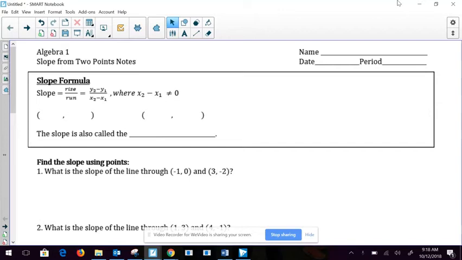Hi everybody, welcome back. Today we're going to be working with more slope. Instead of looking at a table or a graph to figure out our slope, however, we are going to be looking at given 2 points.